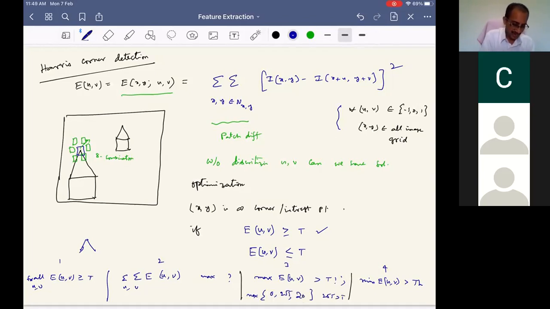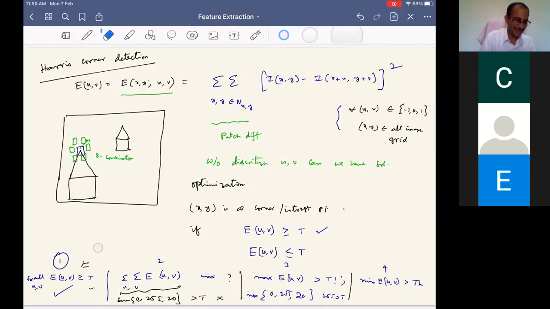Among these 4 options, which one do you suggest? First one, very good. For all u comma v, it has to be greater than threshold. Now, the first one is equivalent to what among 2, 3, and 4? First one is obviously true because we have been discussing that. Which among 2, 3, and 4? 4. Only 4. Why 4? Because if the minimum is greater than the threshold, every point is greater than it. Very good. If the minimum itself is greater than the threshold, then it is a corner point. If the minimum is not greater than the threshold, it's not a corner point. So if you would like to capture all, the operation that captures all is the minimum.